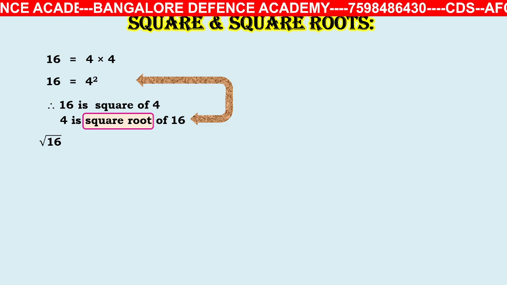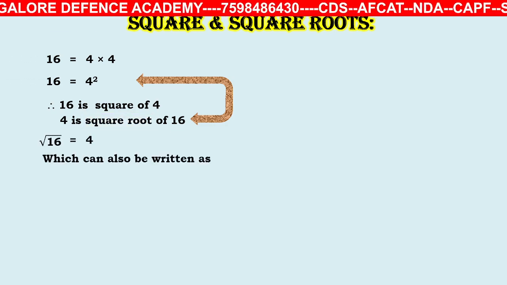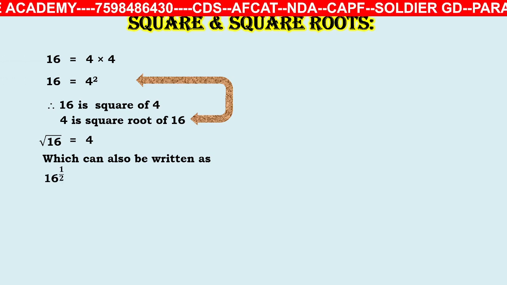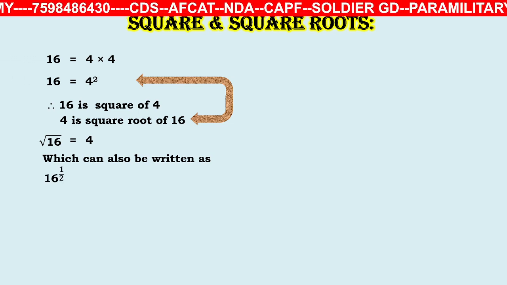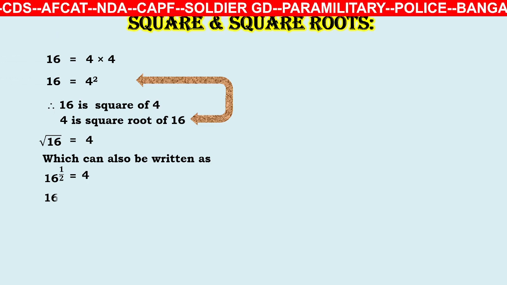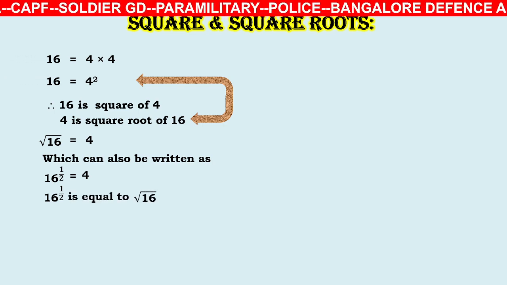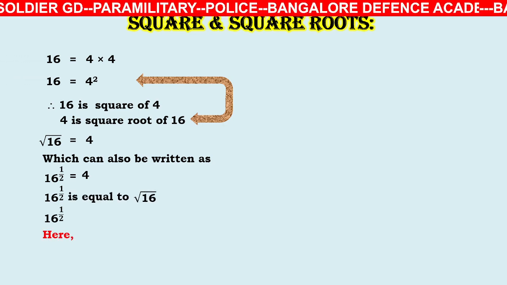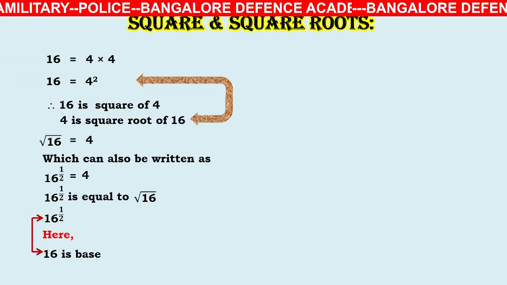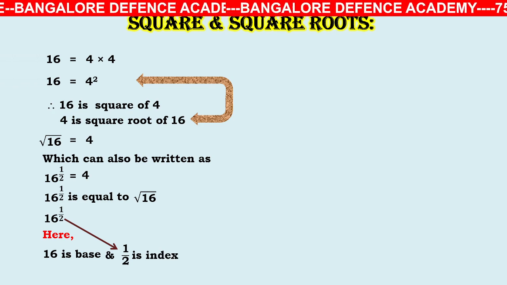Now how to represent it? You can see the symbol coming up here. Root 16 is equal to 4, which can also be written as 16 to the power of 1 by 2. So the square root is written as the power 1 by 2. So 16 to the power of 1 by 2 is equal to 4, which is equal to root 16. Here 16 is the base and 1 by 2 is the power, also called the index.